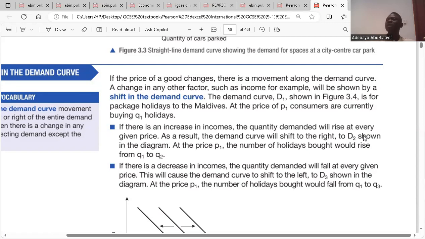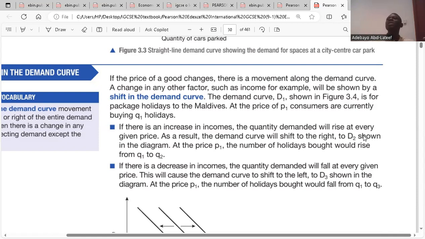Movement will be as a result of a change in price. A shift will be as a result of a change in non-price factors like income. So what is income? Income is the amount of money you earn, the household earns. That's what income is, right? So if there's an increase in the level of income, demand is expected to increase. A fall in income would lead to what? A fall in the quantity demanded of a product. The price will change? No, the price at this point is constant.